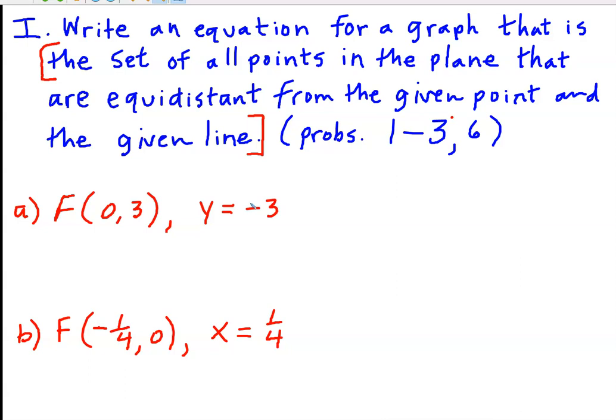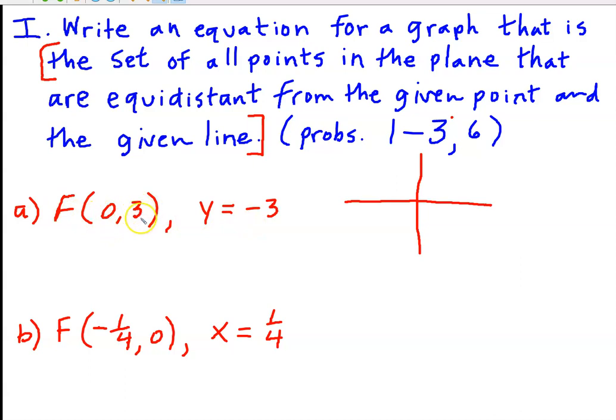So you could paraphrase the instructions and say that we're supposed to write an equation for a graph that basically illustrates the definition of a parabola. Okay, so here's what that means. What I'm going to do, and feel free to do this yourself if it helps, is just do a little rough sketch of this particular parabola that's being described.